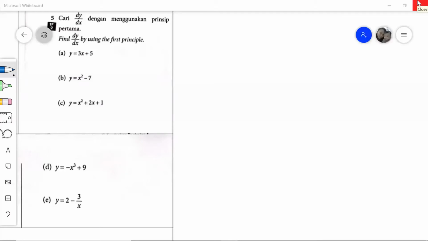Hi everyone, this is question number 5 in chapter 2, differentiation. In this question, we need to find the differentiation of y with respect to x by using the first principle. Over here, I just show you the steps to find dy dx by using this first principle method.